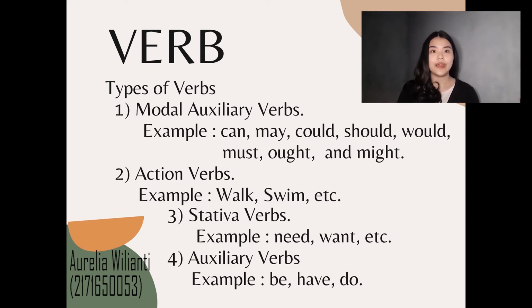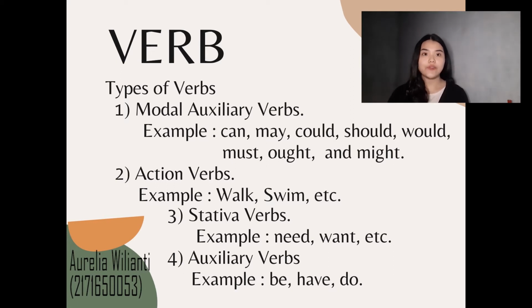Types of verbs. 1. Modal auxiliary verbs. Modal auxiliary verbs are not the main verbs, but they do change its meaning slightly. Some common examples are can, may, could, should, would, must, and might. 2. Action verbs. These verbs are formally known as dynamic verbs, but can also be called action or event verbs. Examples: walk, swim, play, sing, and dance.